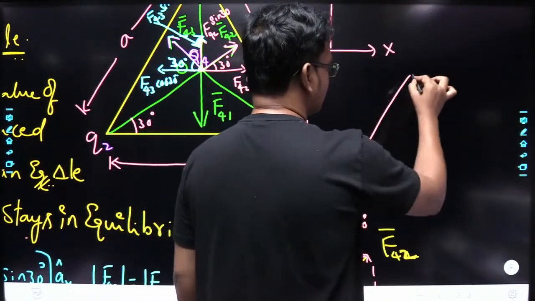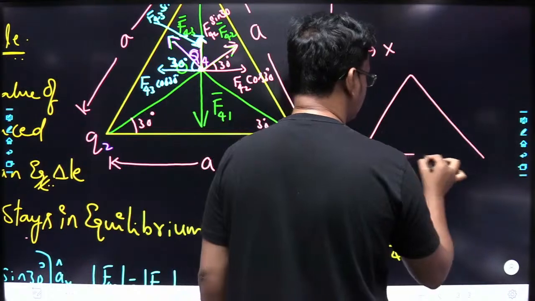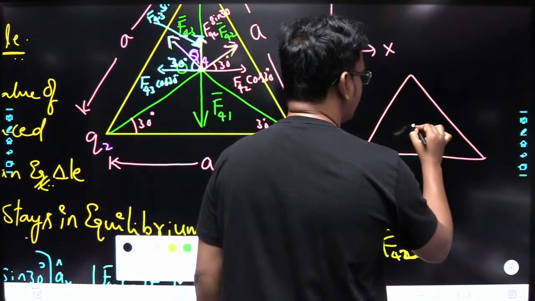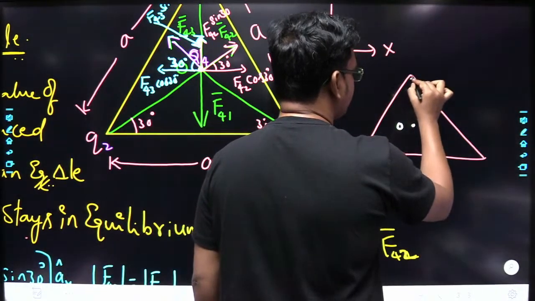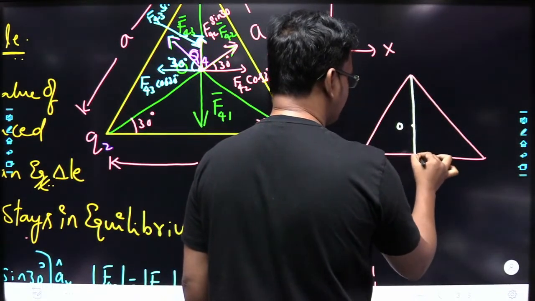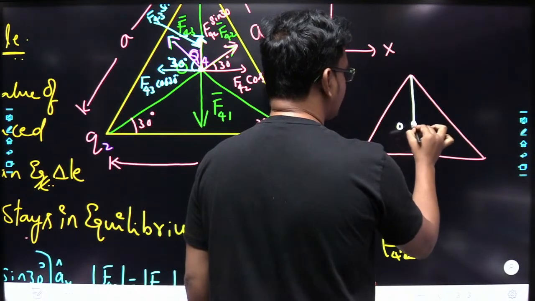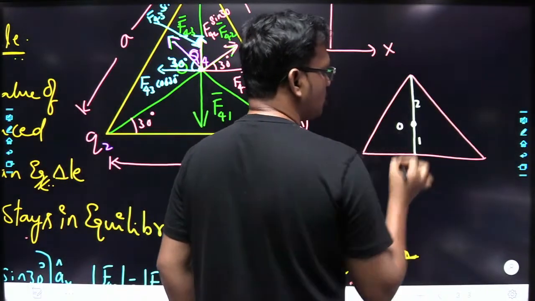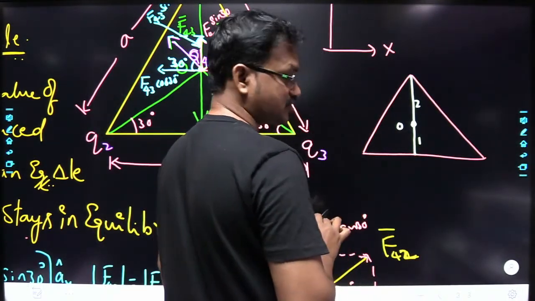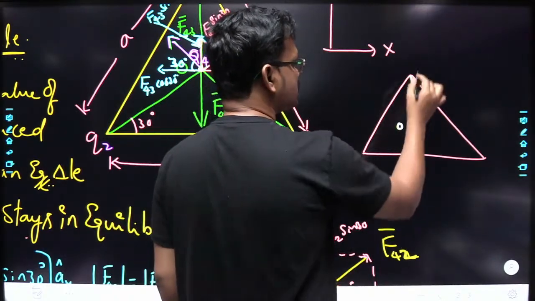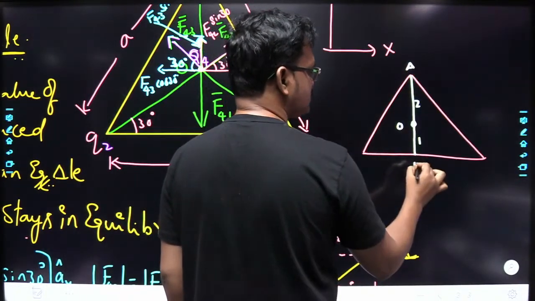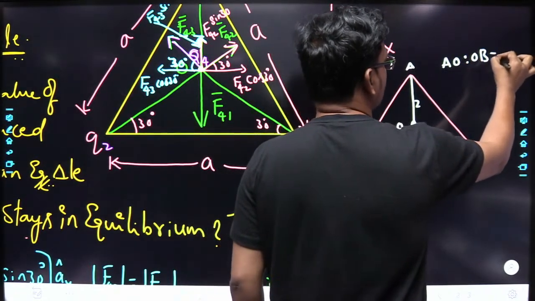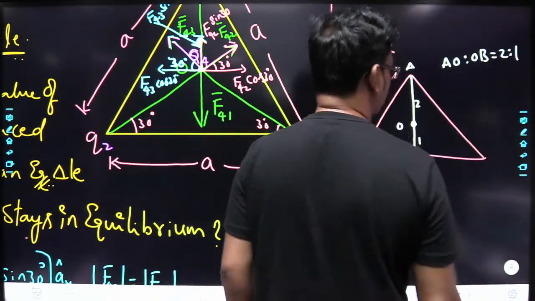If you consider an equilateral triangle, we know that the centroid O is going to divide this perpendicular bisector in which ratio? 2:1. Yes or no? I hope you know this. Let us say this is A, this is B. So AO is to OB is equal to 2:1.